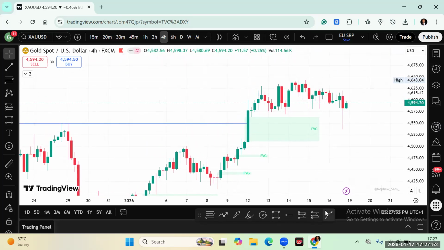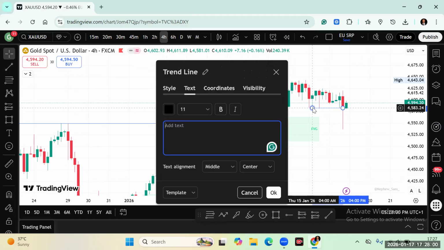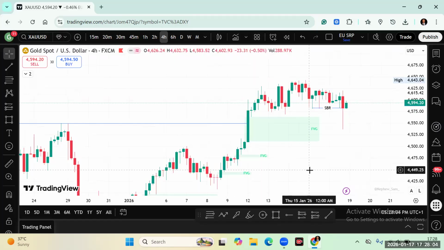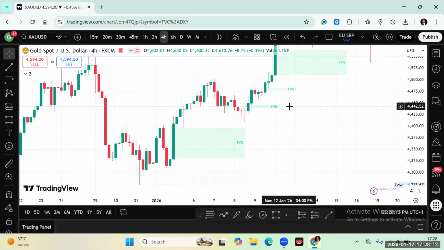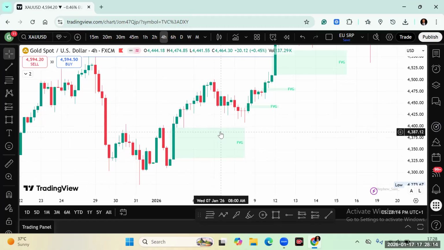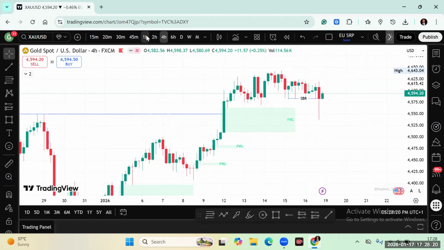What I'm seeing in gold on 4 hour, if you need to sell a little bit, is that this candle closed below the body of the candle. We have a little bit of SBR here. There's a fair value gap. Okay, it mitigated it. And there are other fair value gaps that have not been mitigated. And look at this place too. Gold can come as low as this place.